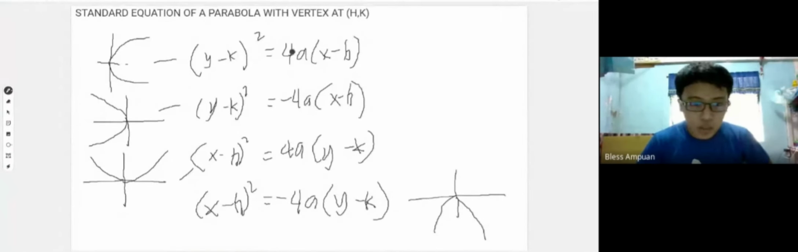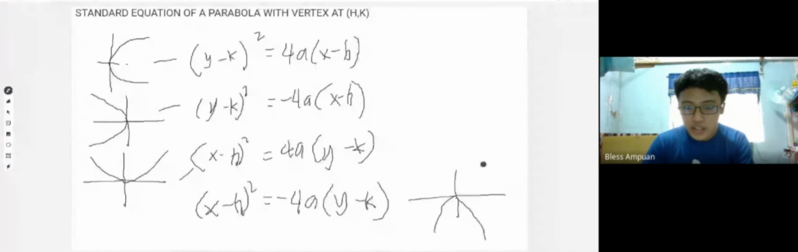If your equation has y squared, the highest degree is 2 in y. If the coefficient, the latus rectum or the 4a, is positive, this is opening to the right. If negative, opening to the left. If x squared, the highest degree is 2 in x. If the coefficient, again 4a is the latus rectum, is positive, this is opening up. If negative, this is opening down.